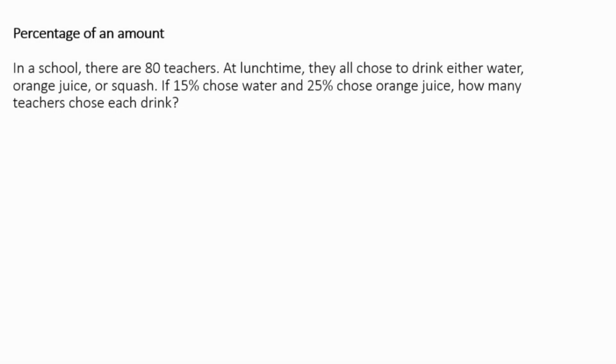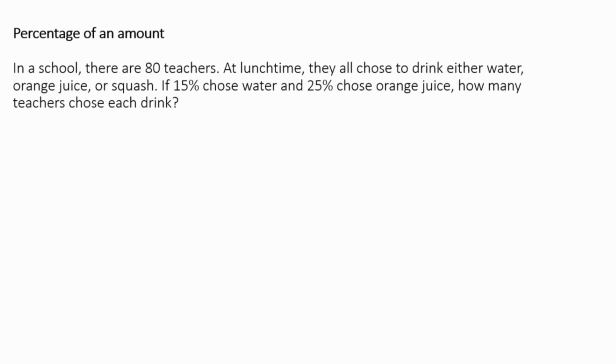This question says, in a school there are 80 teachers. At lunchtime, they all choose to drink either water, orange juice, or squash. If 15% chose water and 25% chose orange juice, how many teachers chose each drink?